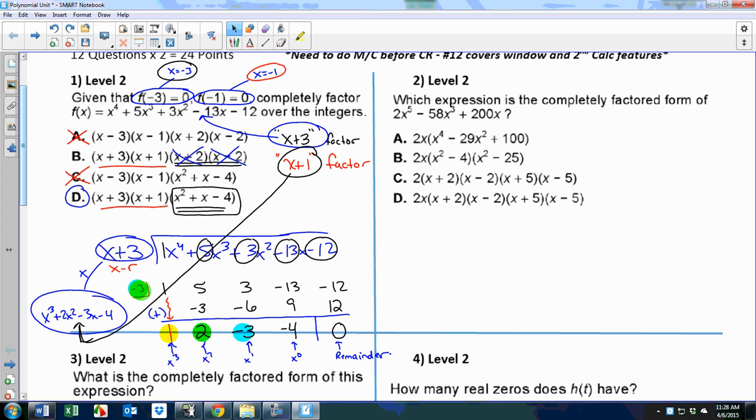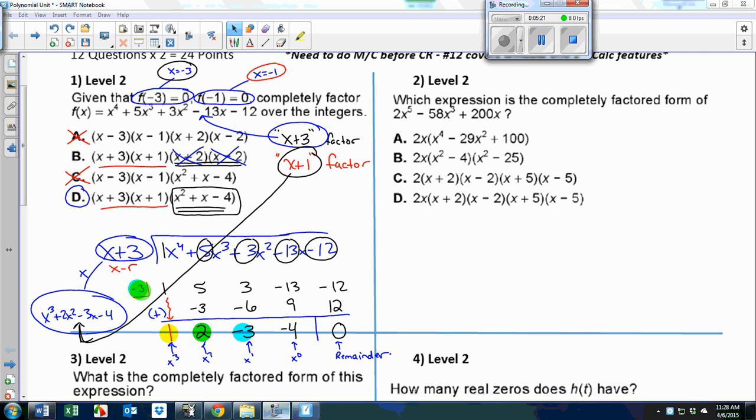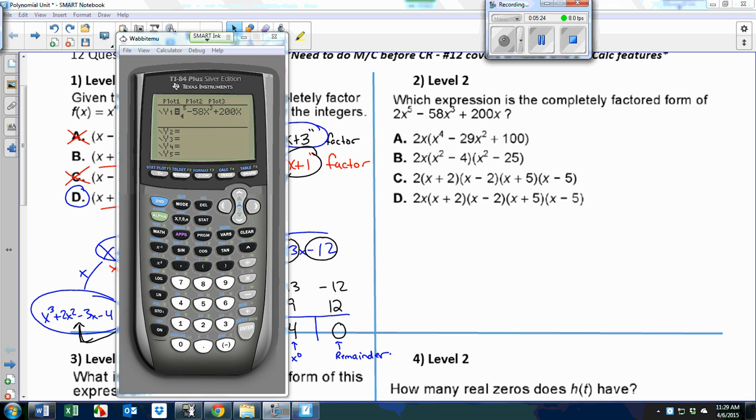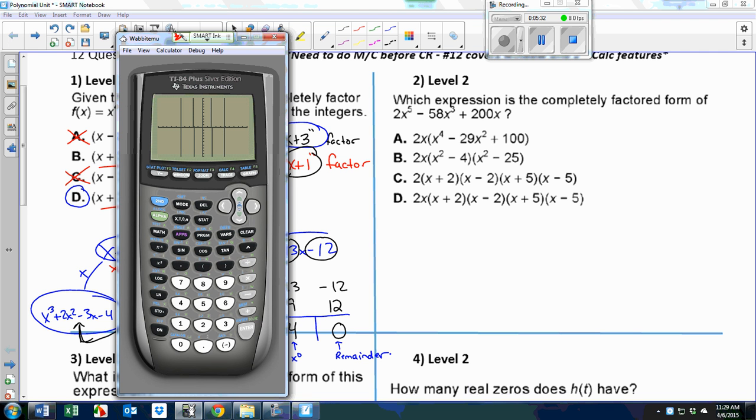All right, the next one's going much faster. Number 2. I'll pause the video to get the graph ready. All right, the graph is ready, and when we graph number 2, we see it crossing at 1, 2, 3, 4 different spots. It sure looks like -5, -2, +2, +5. And I'll go to the table to confirm that.